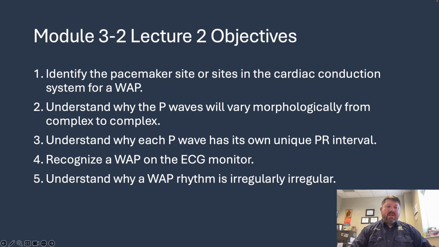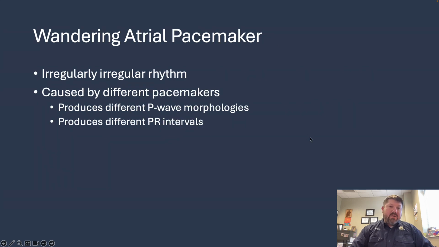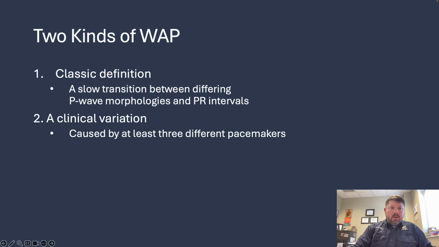Recognize a wandering atrial pacemaker on the ECG monitor, and understand why a wandering atrial pacemaker rhythm is irregularly irregular. So one thing to remember about wandering atrial pacemaker is that it is an irregularly irregular rhythm, meaning that it is going to have an irregularity that's really not predictable. It's caused by different pacemakers in the atria itself, hence the name wandering atrial pacemaker.